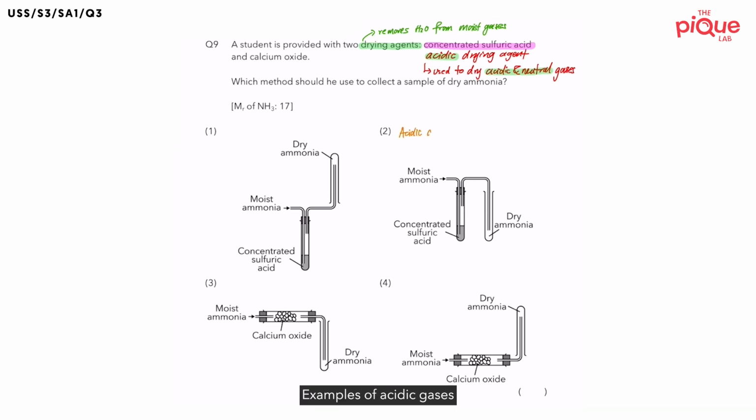Examples of acidic gases include hydrogen chloride, chlorine, carbon dioxide, sulfur dioxide, and nitrogen dioxide. On the other hand, neutral gases include oxygen, nitrogen, helium, and hydrogen.